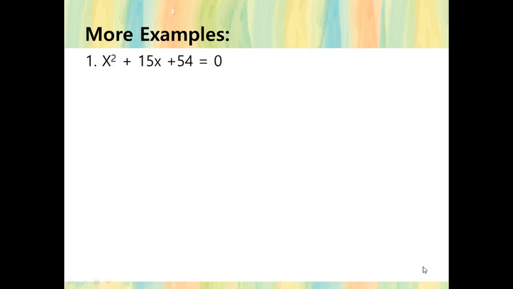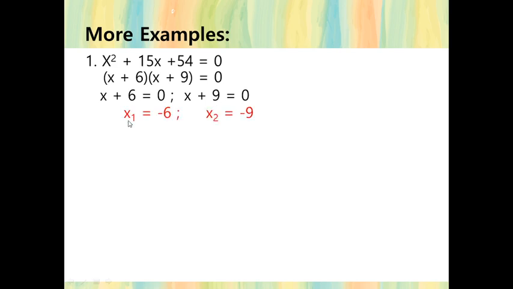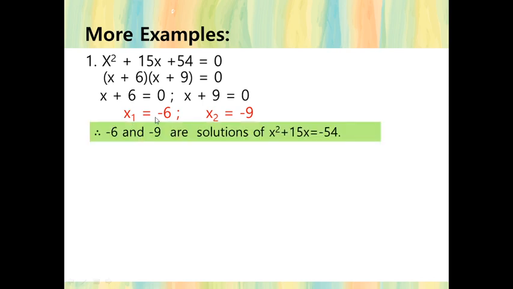Let us have another example. x squared plus 15x plus 54 is equal to 0. So we factor the quadratic expression. We have x plus 6 times x plus 9 is equal to 0. Then apply the ZPP. So then solve for the resulting linear equation. Therefore, we have the roots, negative 6 and negative 9, which are both real solutions of the equation.